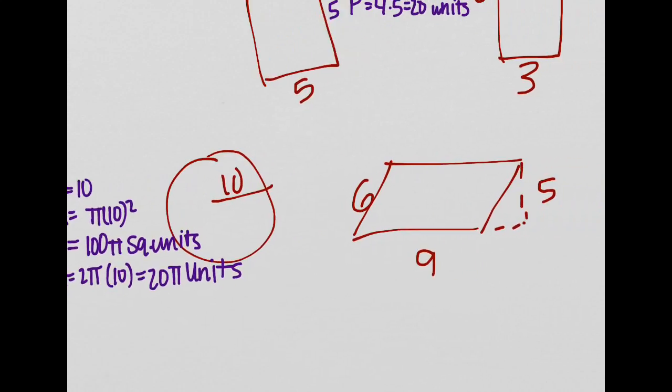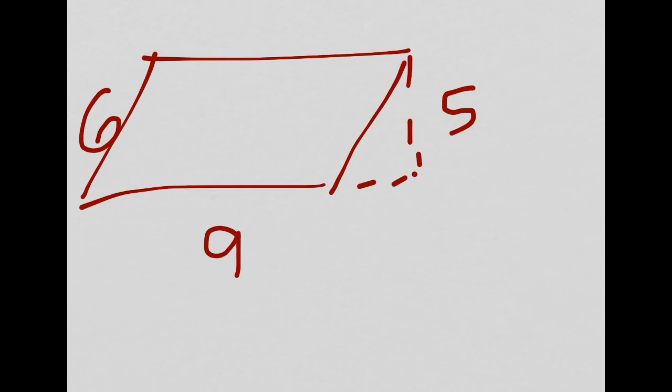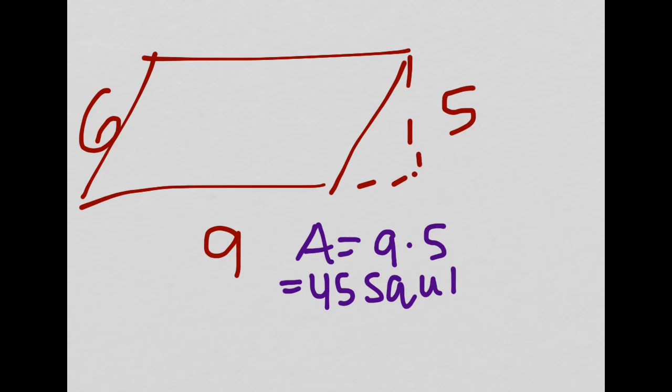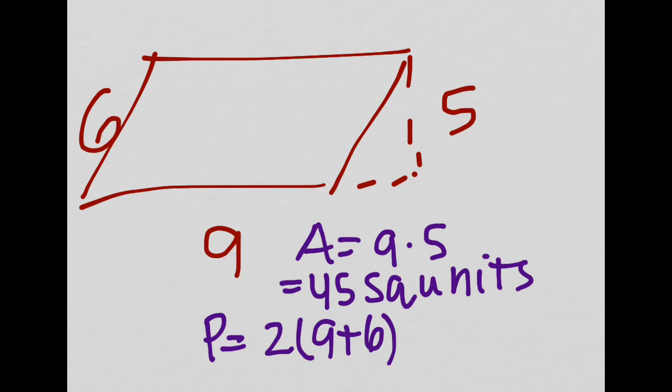Okay, great. Now let's take a look at this parallelogram. So this parallelogram, the area is equal to base times height, so 9 times 5, which is equal to 45 square units. And then for the perimeter, it's equal to 2 times 9 plus 6, right? Because those are the two side lengths. And 9 plus 6 is equal to 15, so 2 times 15 is 30, so the perimeter is equal to 30 units. Okay, great.